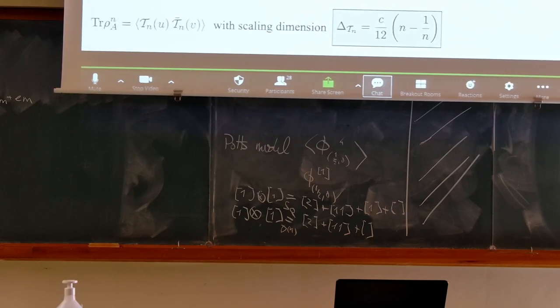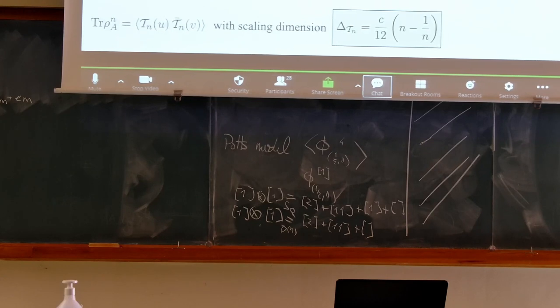By making this mapping, one realizes that this partition function is equivalent to a two-point function on the plane of an orbifold theory, the two-point function of some twist field, which has scaling dimension c over 12 times (n minus 1 over n). We will see a proper definition just after. This is what is known for the total entanglement entropy, which was needed to set up the stage.